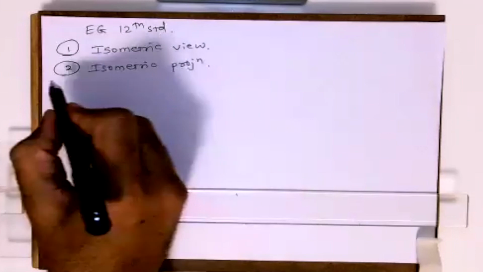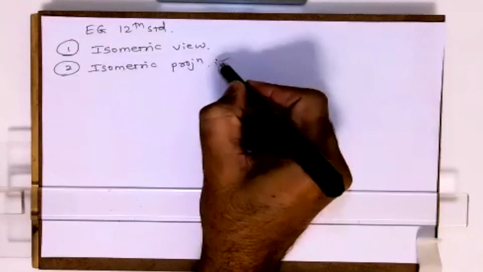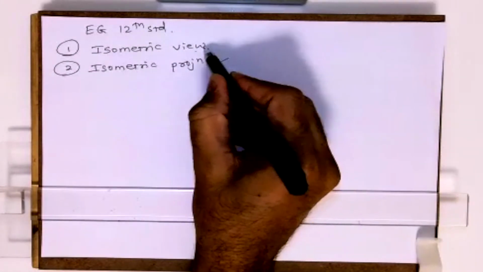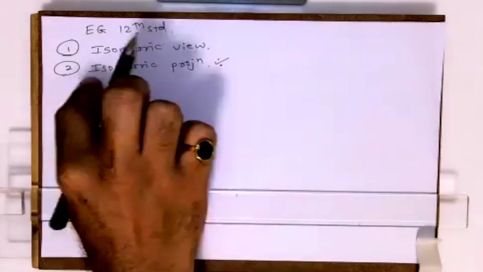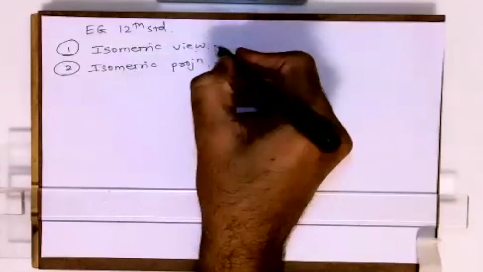Isometric view, isometric projection. In 12th standard, you have only isometric projection. In 11th, you had isometric view. So what is isometric projection? First, we need to see how it is different from isometric view.